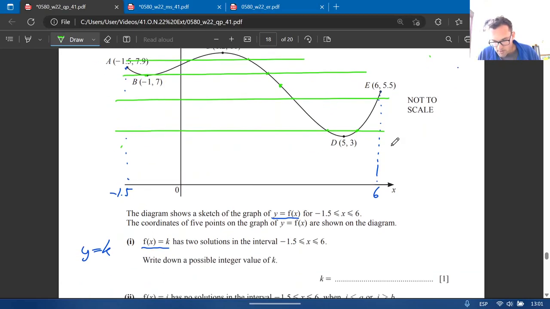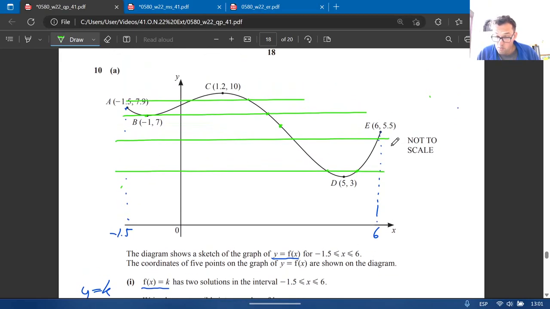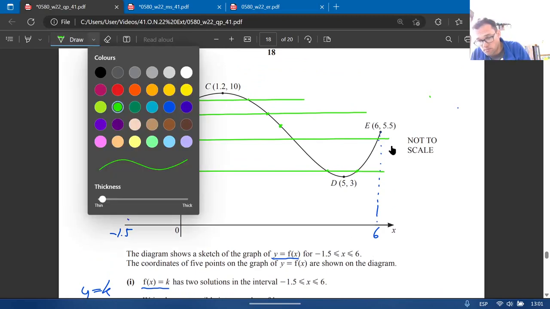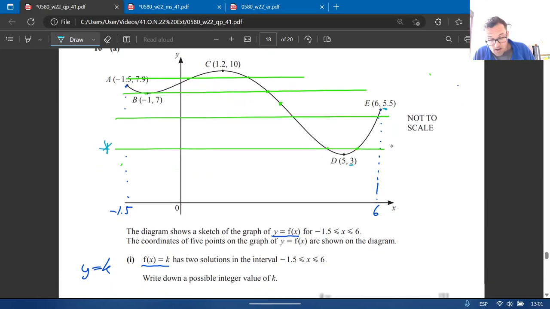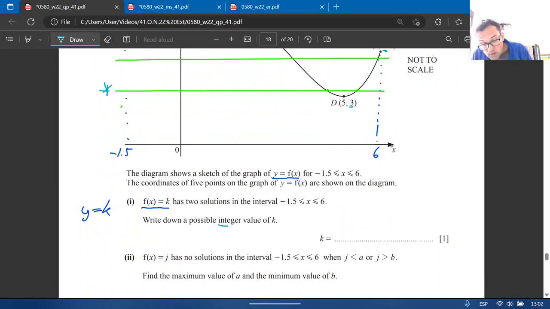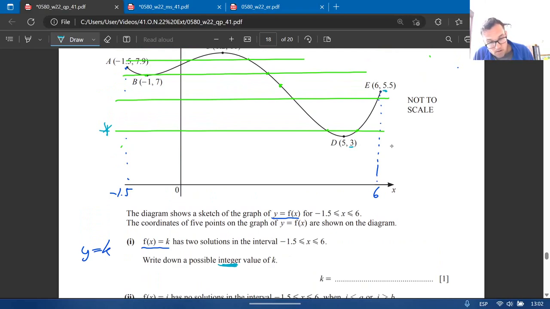Okay, write down a possible integer value of k. Oh, so we just need one of them, a possible integer value of k. So we don't have to make it too complicated. So let's take this line over here, for example. Looking at the y values between 3 and 5.5, so anything between 3 and 5.5. 4, 5, integer means whole numbers, of course. So I'm going to say my answer is 4, not 3, 4. Okay, 5 would also be correct.